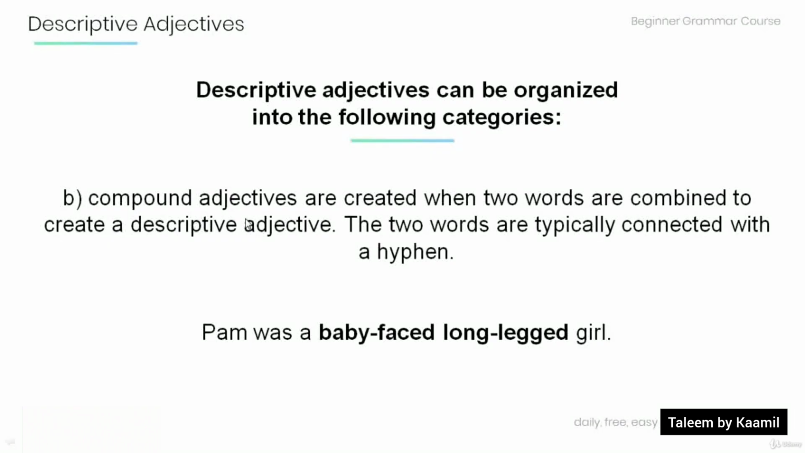B. Compound adjectives are created when two words are combined to create a descriptive adjective. Now the two words are typically connected with a hyphen, as in the example below. Pam was a baby-faced, long-legged girl. Baby-faced and long-legged are adjectives that describe the girl, and they are connected with a hyphen.